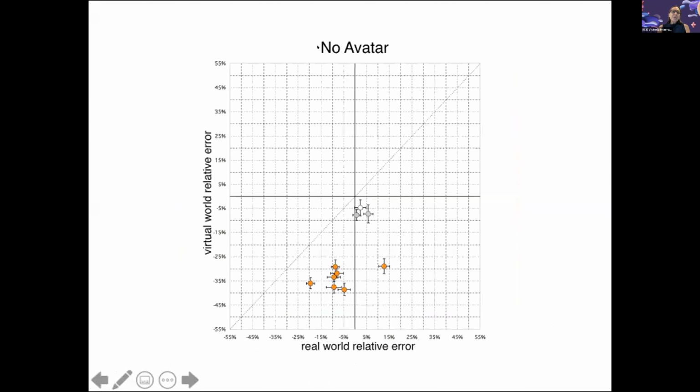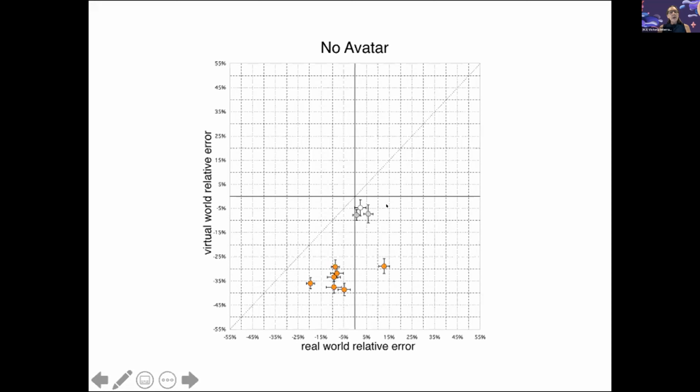Now, for the participants who were not embodied in an avatar, they walked significantly less far in the virtual world than they did in the real world. So each point on this chart represents the average relative error across all of the trials completed by a single participant, comprising 20 walks in VR and 10 walks in the real world. And the x-coordinate of each point is defined by the participant's average relative error in the real world. And we can see that while there's some variation, they're more or less centered around 0.